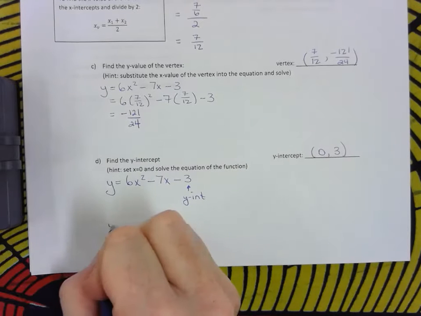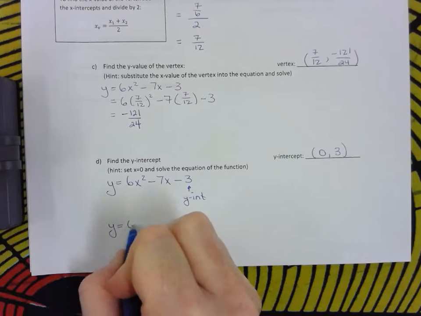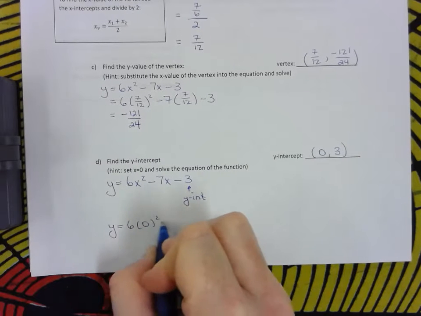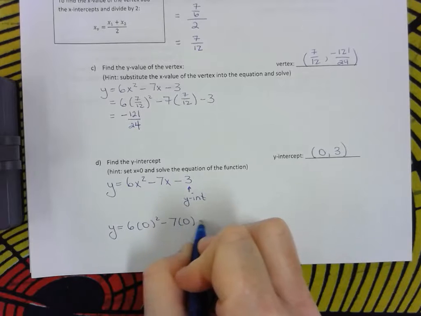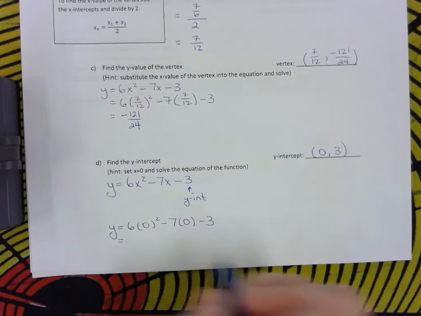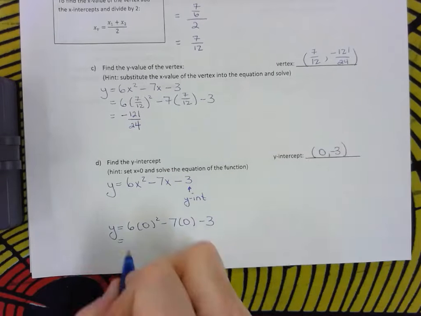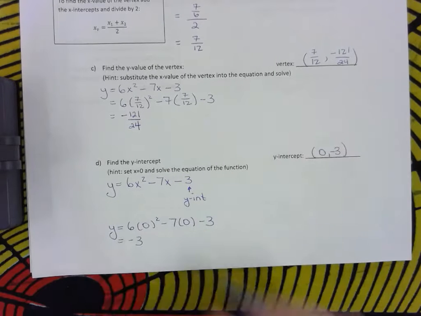The other way I could have done that was just simply substituting 0 for x and plugging all that in my calculator. And I would have ended up with minus 3. So my y-intercept is 0 and negative 3.